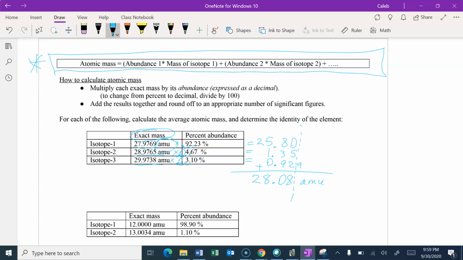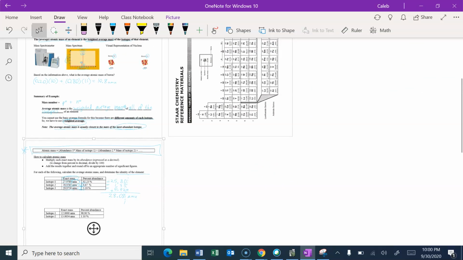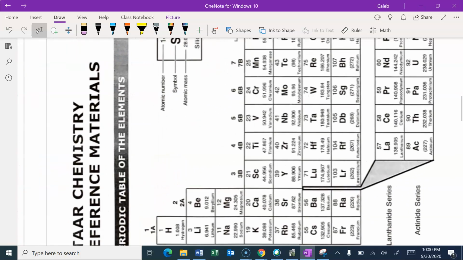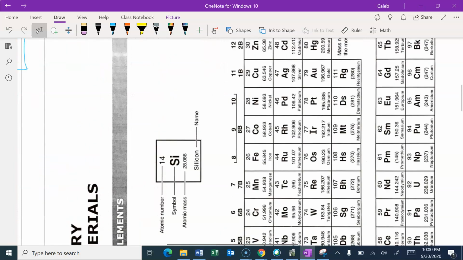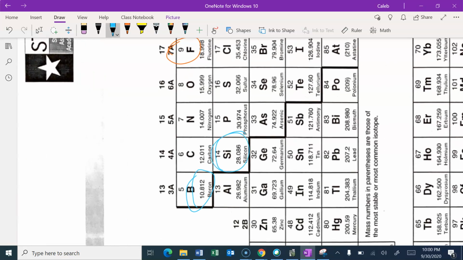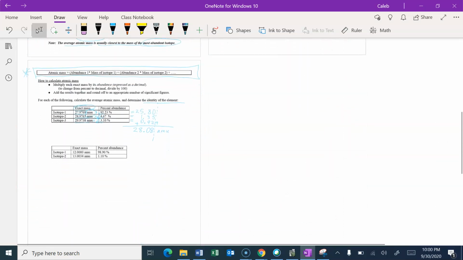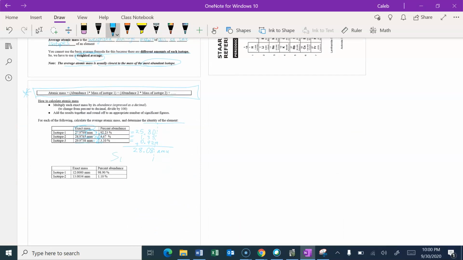All right, last thing we want to do here is it says to identify the element. So let's look at that atomic mass, 28.08, and let's see what element that is the closest to. Remember, atomic mass is that number at the bottom, so let's see. I've got 24 for magnesium, 26.9. Okay, 28.086 is silicon. So I think that this is probably silicon. And I can make that assumption based on the atomic mass.